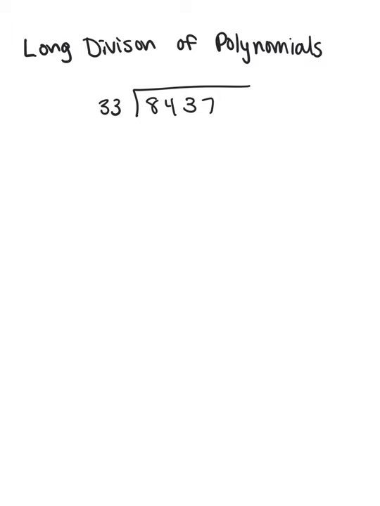And we say, okay, I think it goes into it 2 times. So 2 times 3 is 6, and then 2 times my other 3 is 6, and then we're going to subtract, right? We subtract 66 from 84, and we get 18. Then we bring down the 3, and we ask how many times 33 goes into 183. Maybe 5 times. We multiply 5 times 33, and we get 165. We need to subtract again. So 183 minus 165 gives me 18, and we bring down the 7.